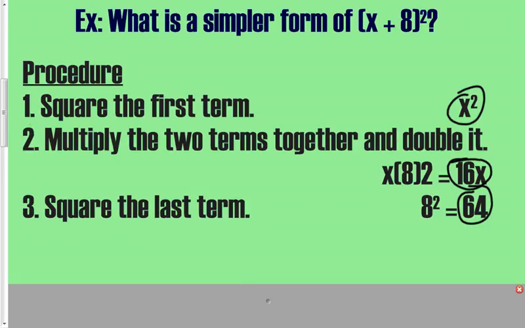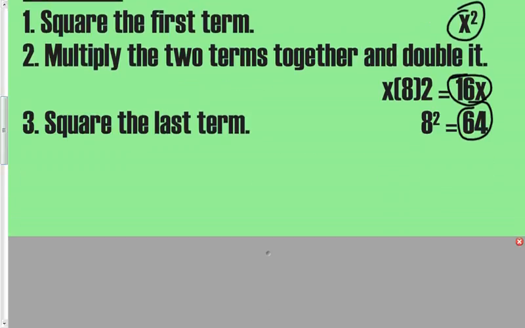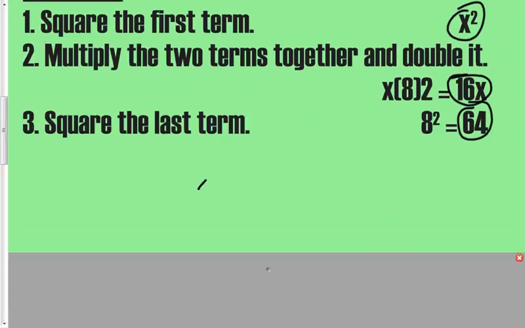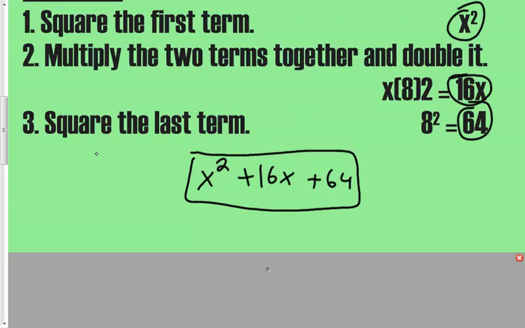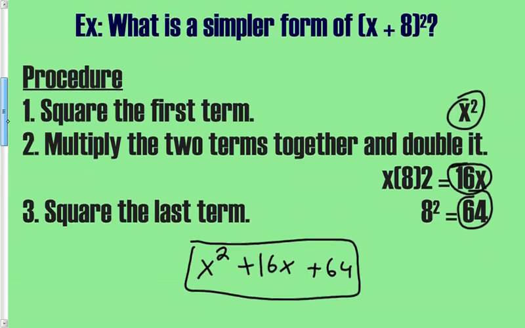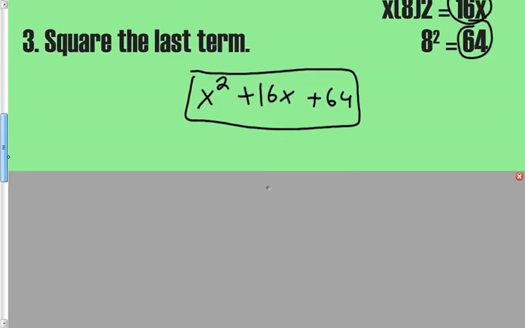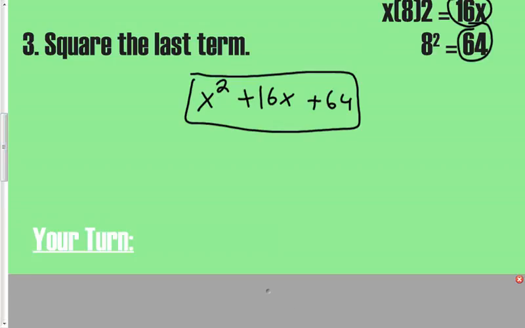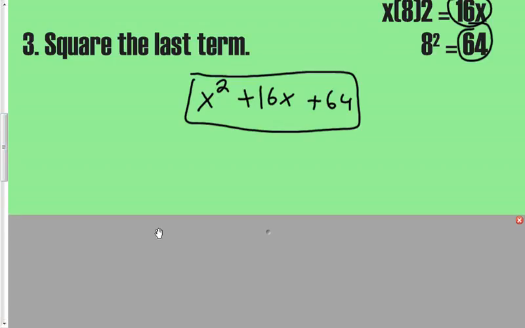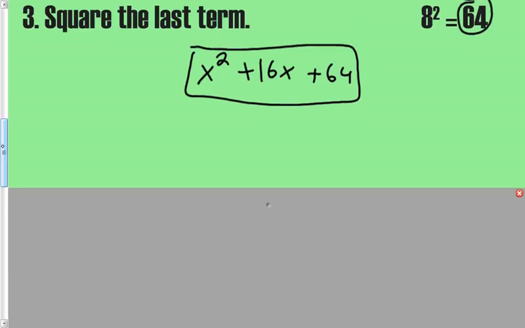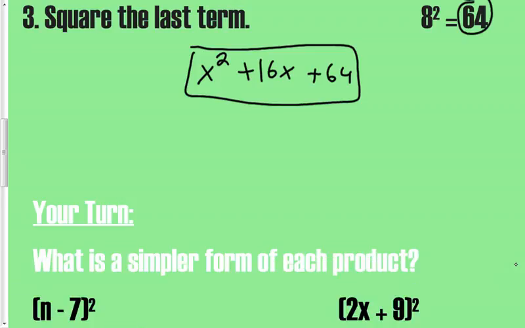So our final answer for this one would be x squared plus 16x plus 64. We just follow those 3 steps, and if you know those 3 steps, it really cuts down on whether you have to do the FOIL method or not. Again, you can always do the FOIL method, but this would be the shortcut if it is one binomial squared. So why don't you try that on your own using those steps?